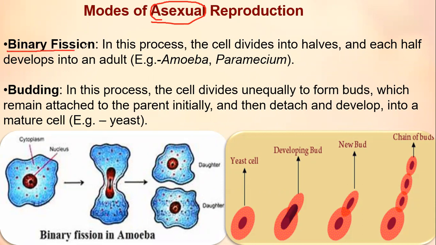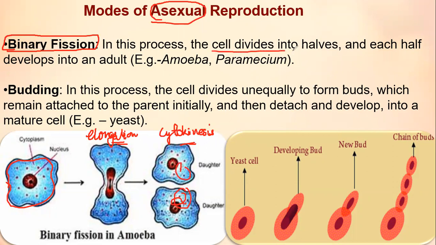First one is binary fission. You are familiar, and it is a common process. This is a parent cell. First of all, there takes place elongation of the nucleus, followed by cytokinesis, or division of the cytoplasm into daughter cell number 1 and daughter cell number 2. Clear? So the parent cell divides into halves, and each half develops into an adult. For example, amoeba, paramecium, etc.